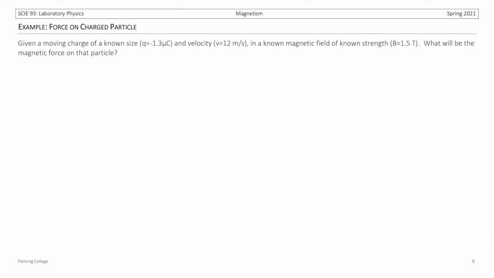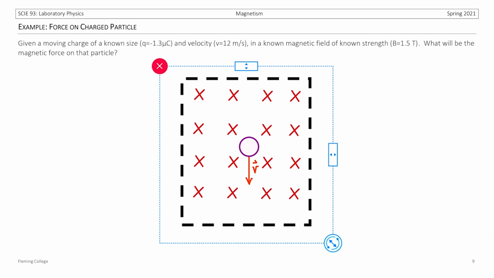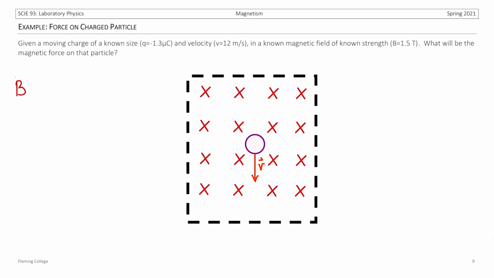Now it's time to look at some examples. Given a moving charge of a known size and velocity in a known magnetic field, what will be the magnetic force on that particle? Let's bring in a diagram from the previous page. And we'll add to that the size of the magnetic field is 1.5 Tesla, and as we've sketched, it's into the page. And we'll take the velocity of the particle to be 12 meters per second down, and we'll take the amount of charge we have to be negative 1.3 microcoulombs.